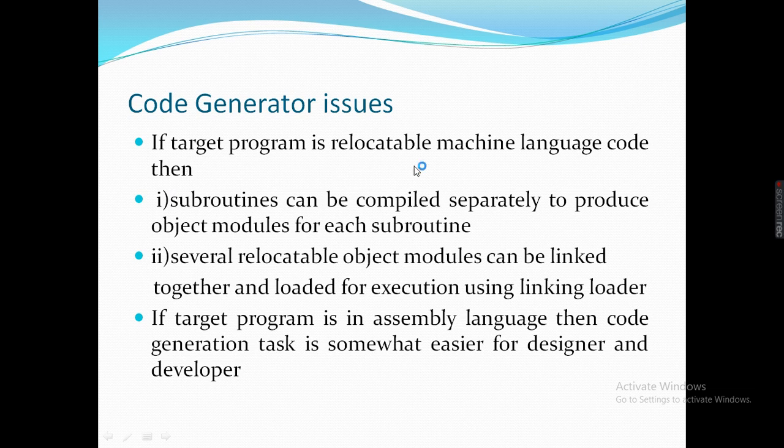If the target program is relocatable machine language code, then subroutines can be compiled separately to produce object modules for each subroutine. Several relocatable object modules can be linked together and loaded for execution using a linking loader.